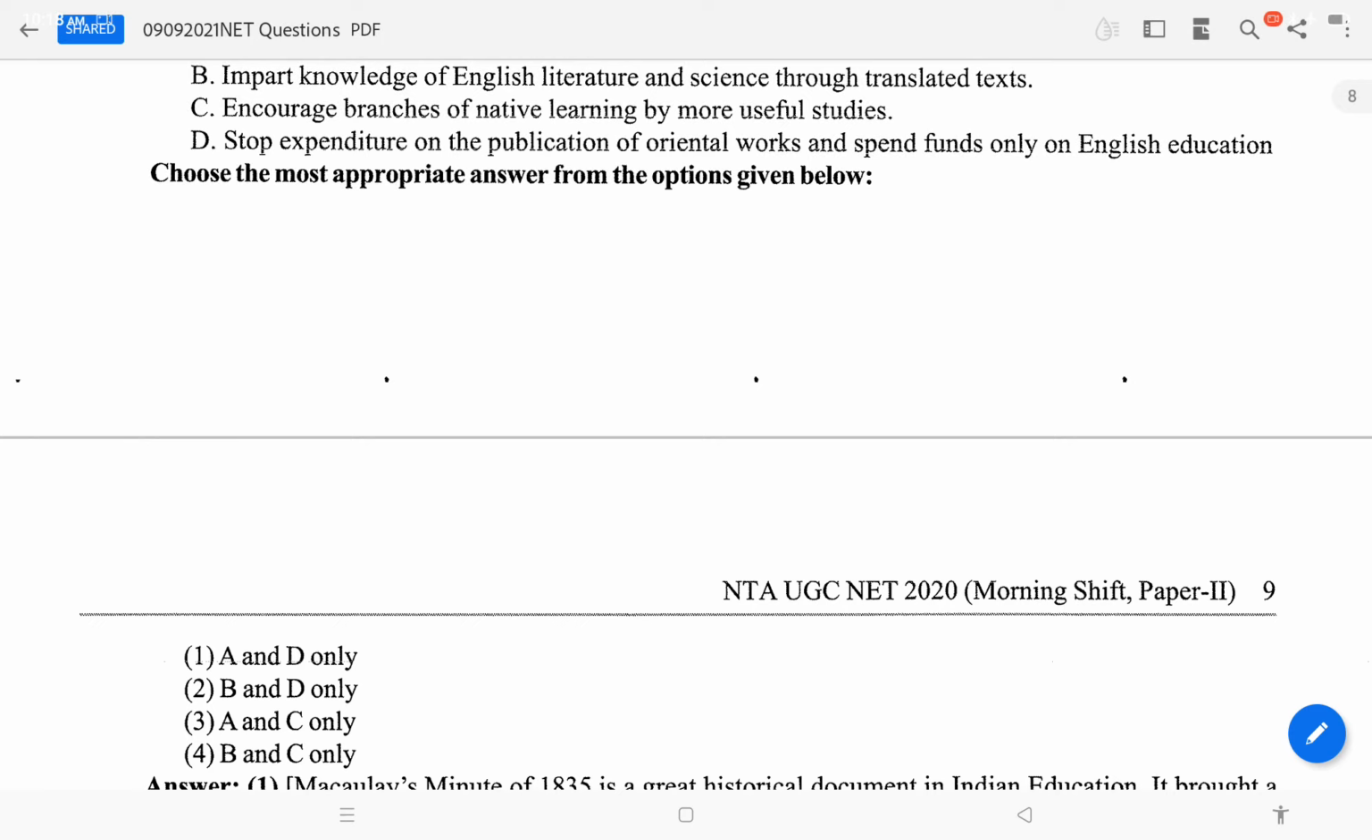Let's see question number 30. Which text among the following is linked with literary feminism? So you know the answer will be The Yellow Wallpaper and A Room of One's Own. The Yellow Wallpaper by Charlotte Perkins Gilman, and A Room of One's Own by Virginia Woolf.